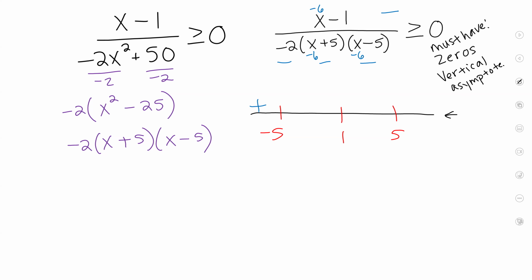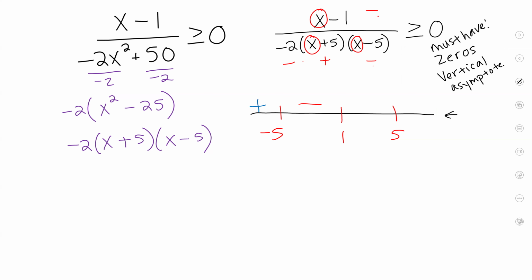Now let's test a number between negative 5 and 1. I'll pick 0. So that means if I plug in a 0 here, and here, this would become positive. This is negative. This negative 2 is still negative. And this is a negative. That's 3 negatives, which is odd. So this will be negative.